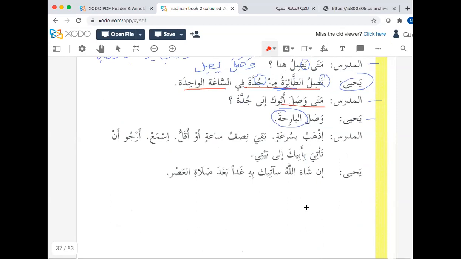Maf'ulun fihi. Al-Mudarris said, اذهب بسرعة، بقي نصف ساعة أو أقل. اسمع أرجو أن تأتي بأبيك إلى بيتي.